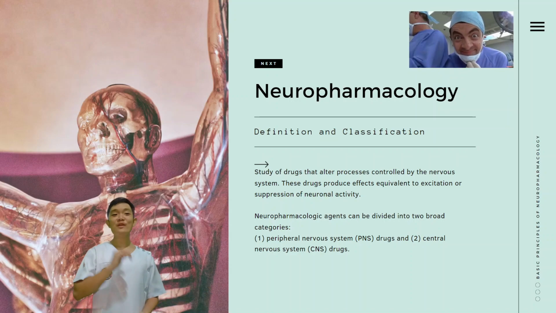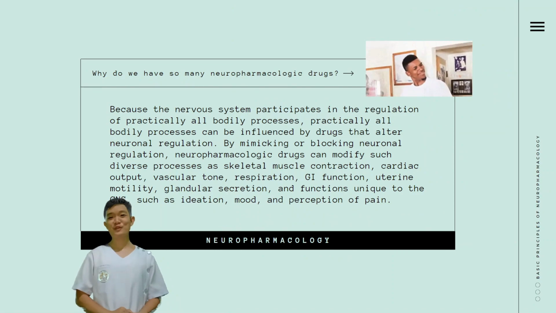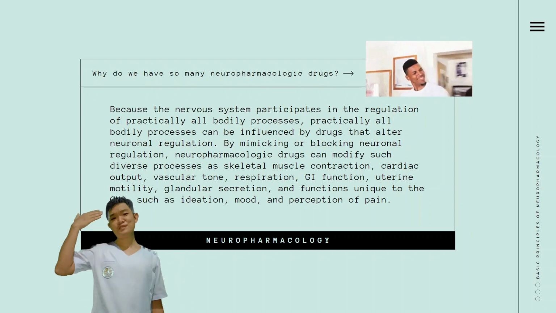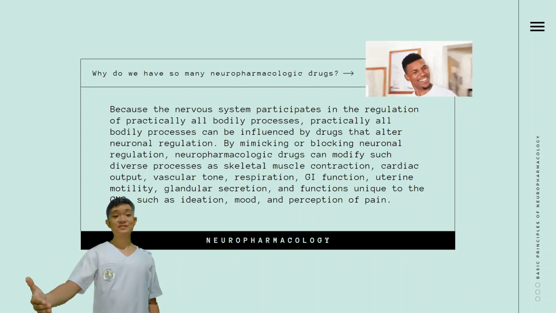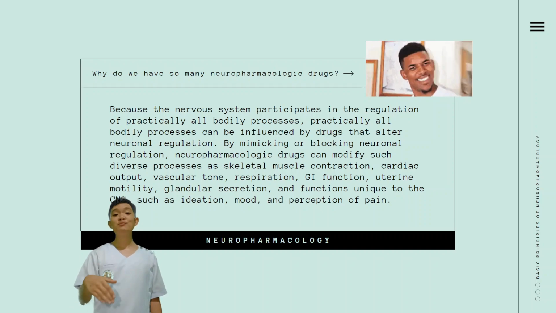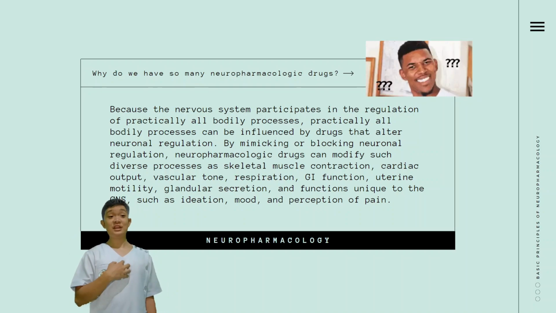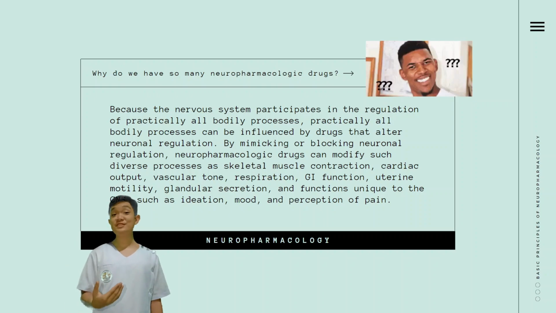Now, why do we have so many neuropharmacologic drugs? Neuropharmacologic drugs exist because the nervous system regulates many bodily processes, which can be modified by drugs that mimic or block neuronal regulation. These drugs can affect a wide range of bodily functions, including muscle contraction, cardiac output, and glandular secretion, as well as unique functions of the CNS like mood and pain perception.